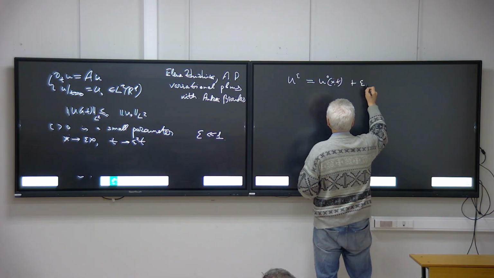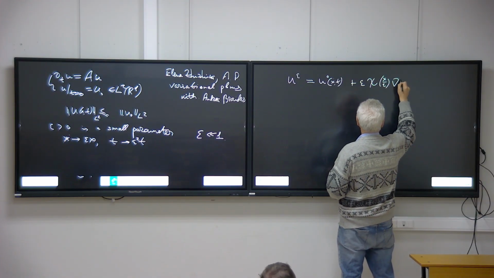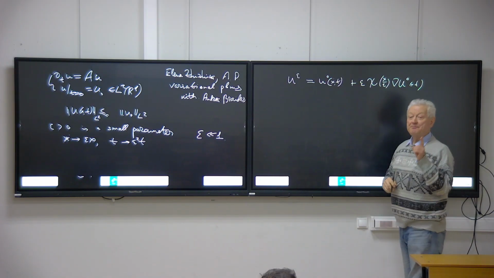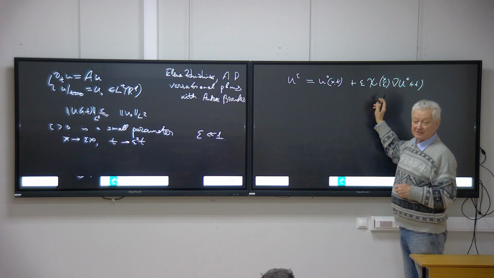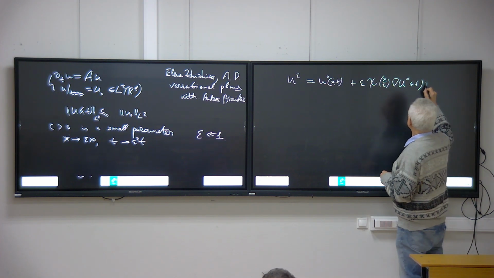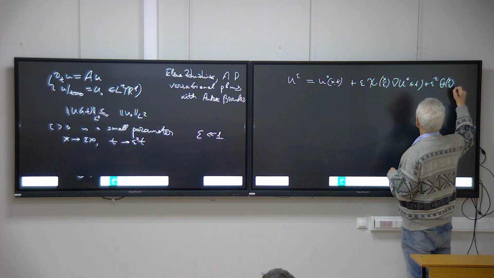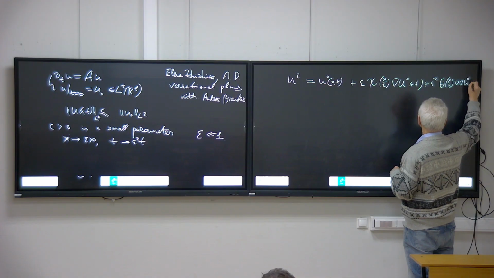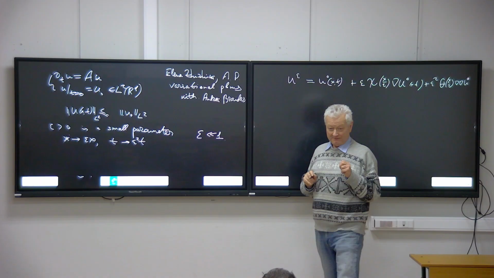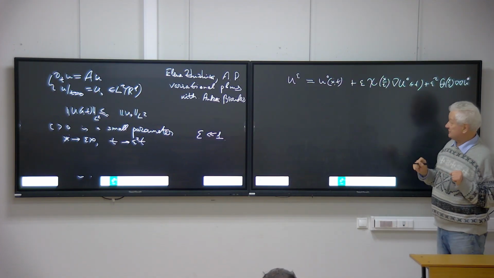So we write plus epsilon chi, where this chi is a periodic function of its argument constructed in a clever way, plus epsilon square, let's say, theta of x over epsilon times nabla u0, and that's sufficient. In fact, even two terms would be sufficient. These terms are only required to write down formally the compatibility condition.